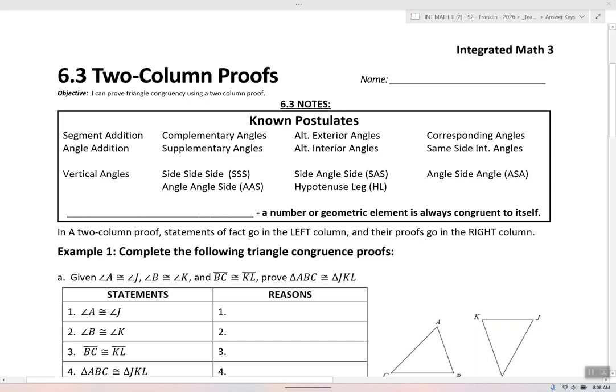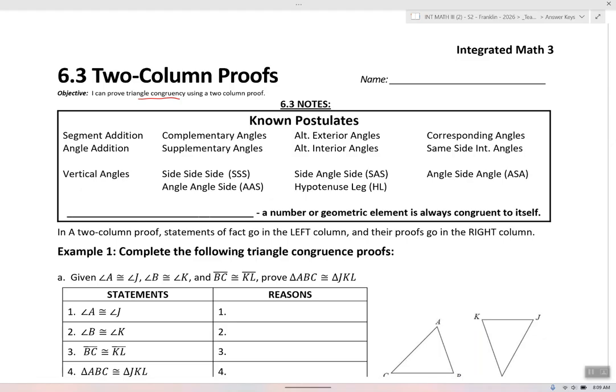In these notes, we're going to look at some simple two-column proofs which are used to prove a statement in geometry. And in these notes, we're going to be proving triangle congruency using what we learned in the previous notes and organizing our information in a two-column way. These are called two-column proofs.